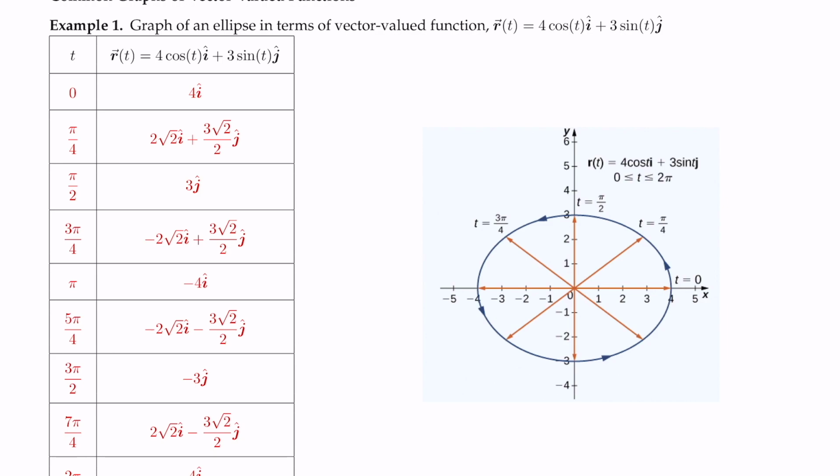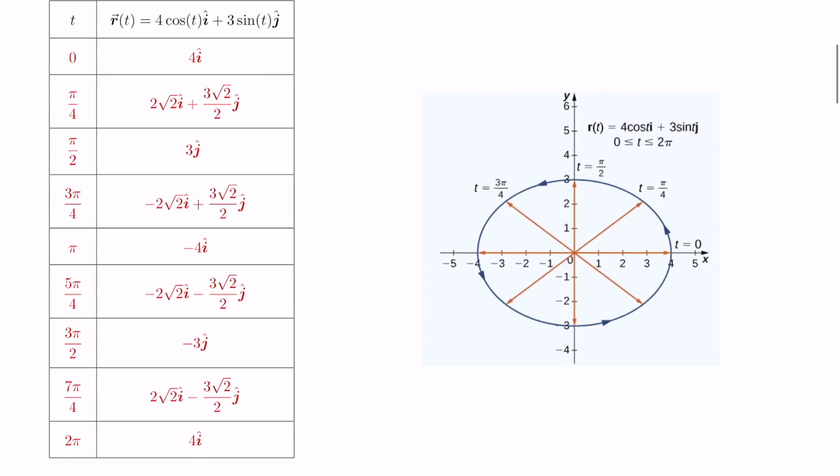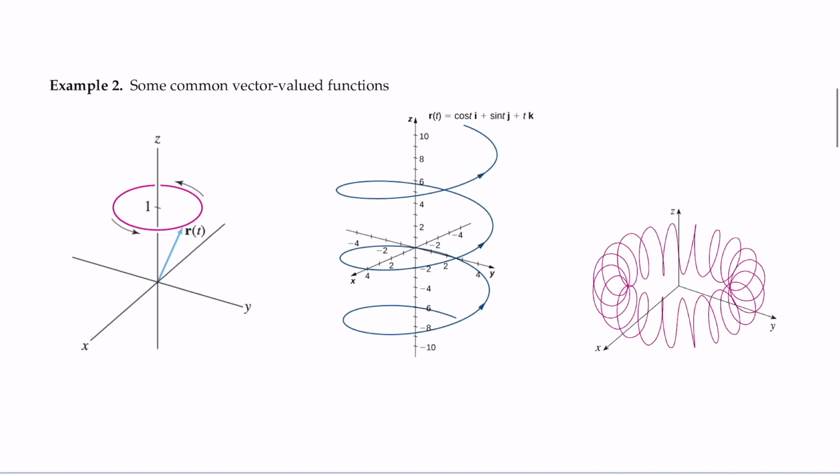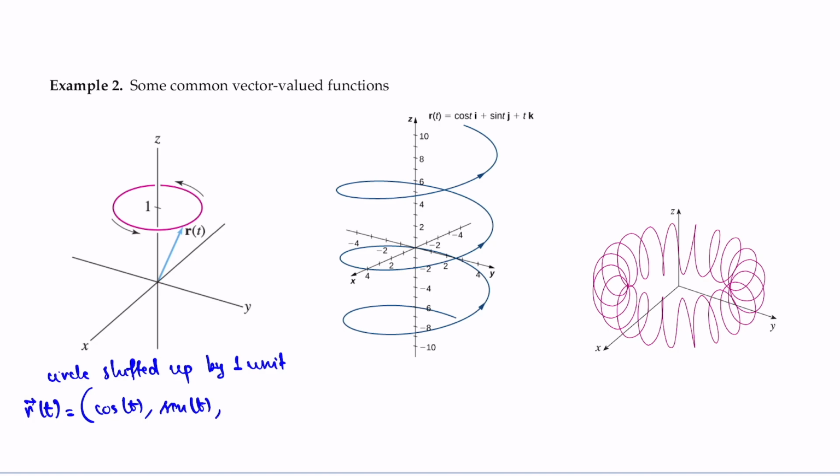especially if you have more complicated vector-valued functions. For instance, if you look at the following curves, this is the graph of a circle, but the circle gets shifted up by 1 unit in the z direction. So you have the vector-valued function of the form cosine of t, comma sine of t. The first two components represent a circle. For the z component equal to 1, that means you push this circle up by 1 unit.